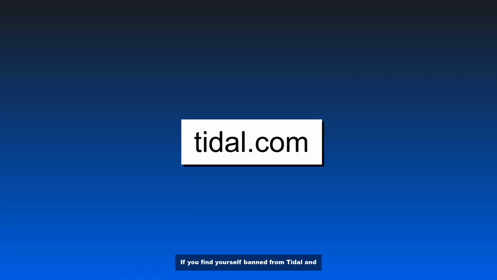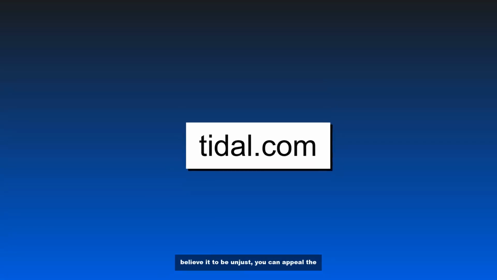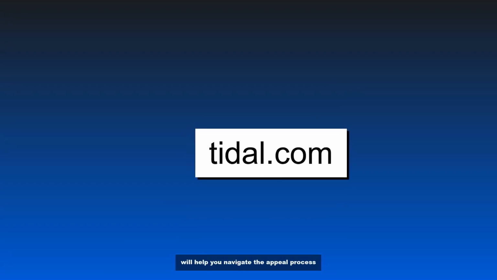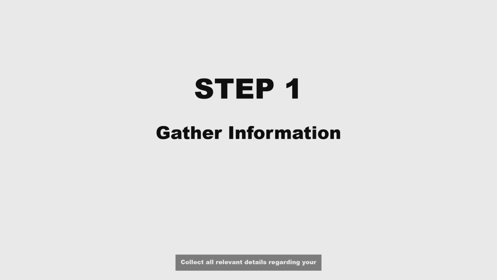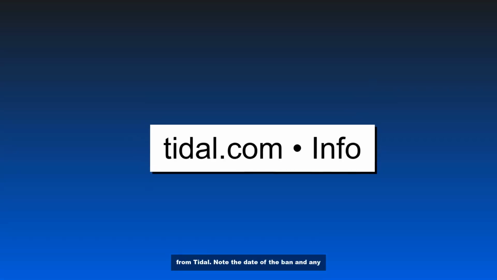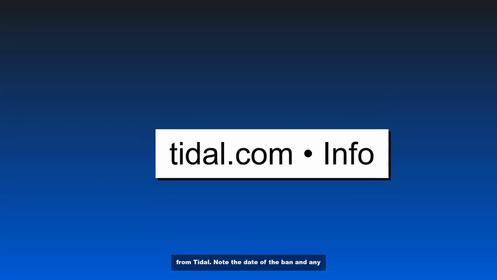If you find yourself banned from Tidal and believe it to be unjust, you can appeal the decision by following these steps. This guide will help you navigate the appeal process effectively. Step 1. Gather information. Collect all relevant details regarding your ban, including any emails or notifications from Tidal. Note the date of the ban and any specific reasons provided.